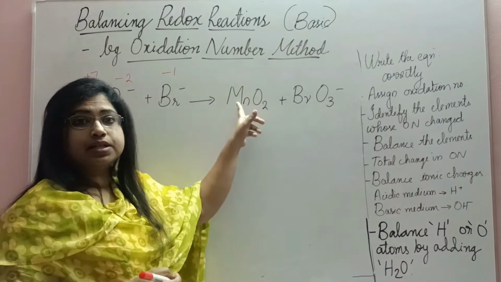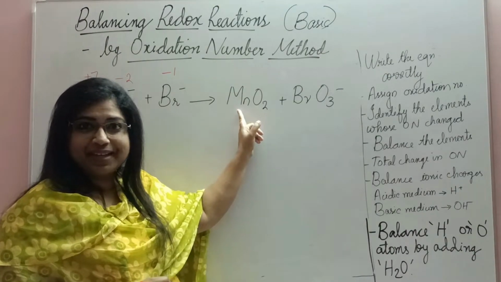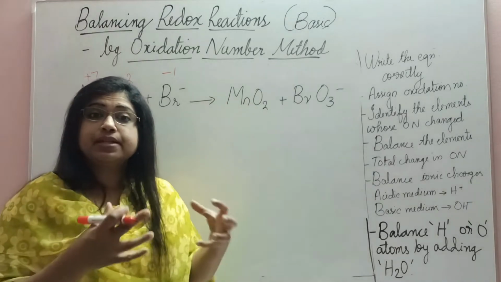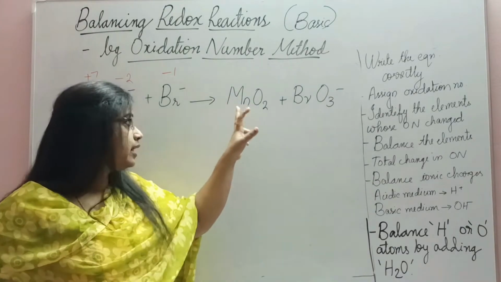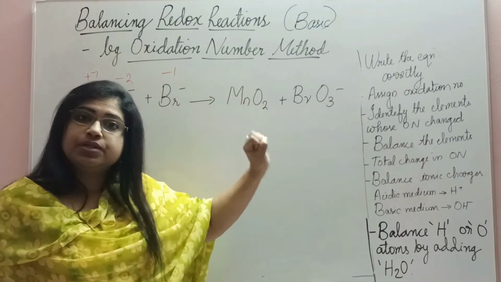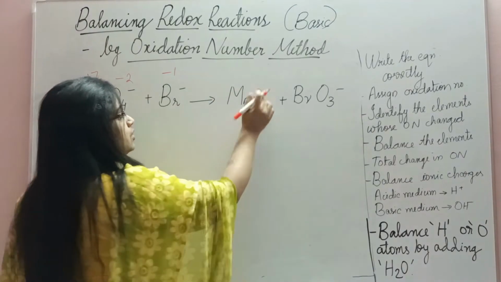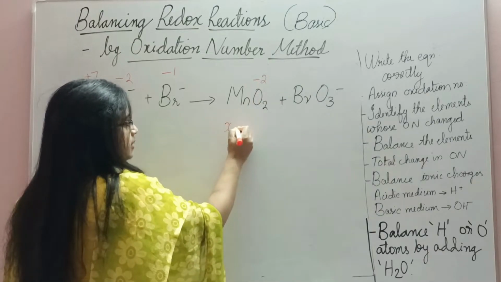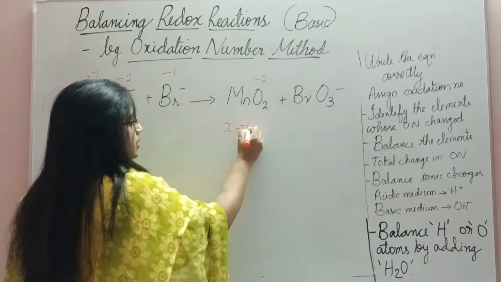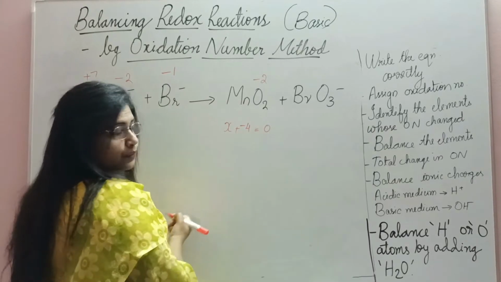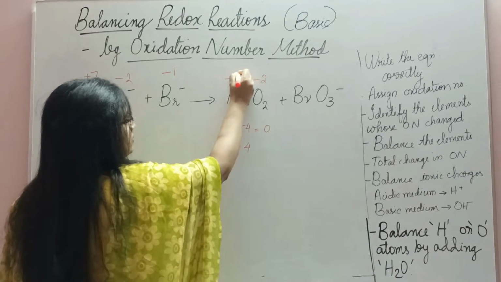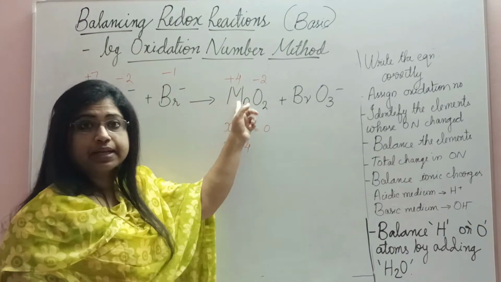Manganese dioxide is a neutral species. Okay, this is not an ion. For a neutral species, the algebraic sum of the oxidation numbers of all the elements must be equal to 0. So for oxygen, as usual, it is -2. We can take it as x plus 2 into -2 minus 4, that is equal to 0. So x is equal to plus 4. The oxidation number of manganese is plus 4.